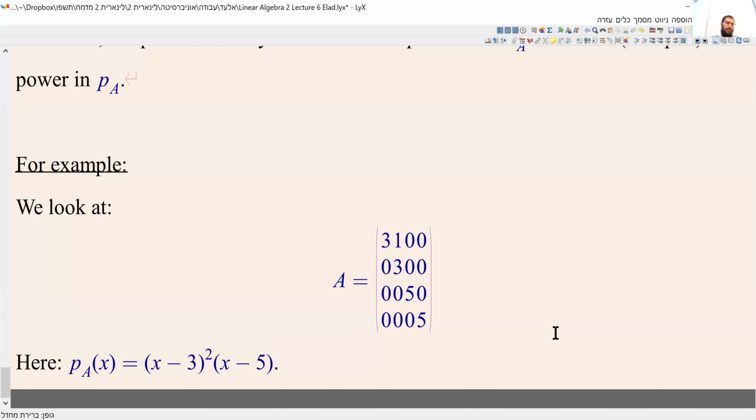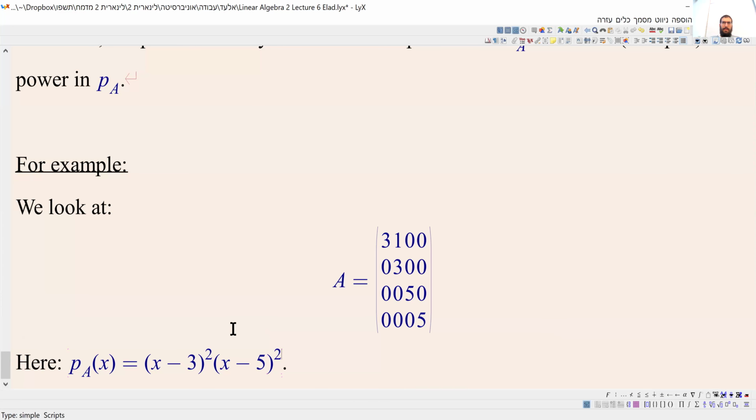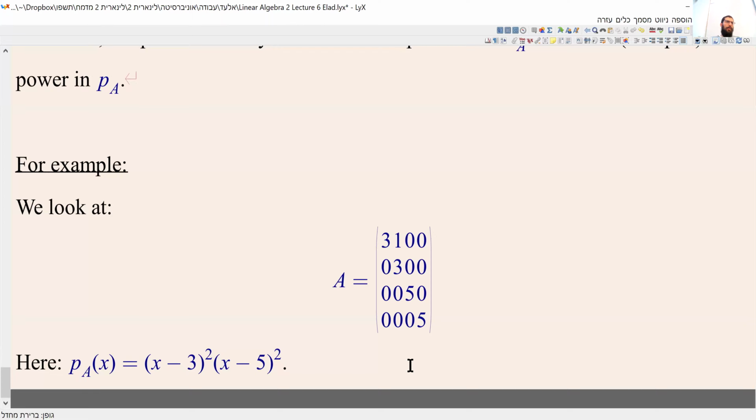I want it to be easy to calculate. When it's a triangular matrix, we can easily find the characteristic polynomial. It's just the elements of the diagonal. We can use 0 instead of x if you want. It's just 5. Now, what are the options for the minimal polynomial?